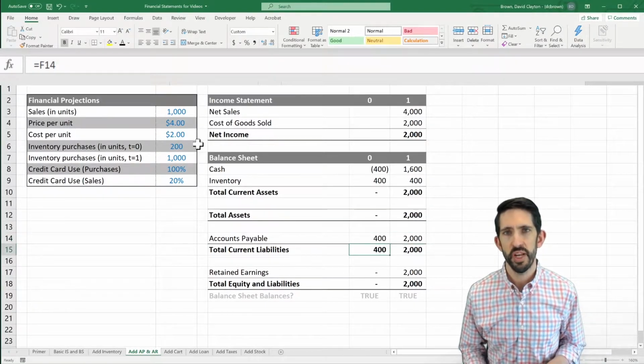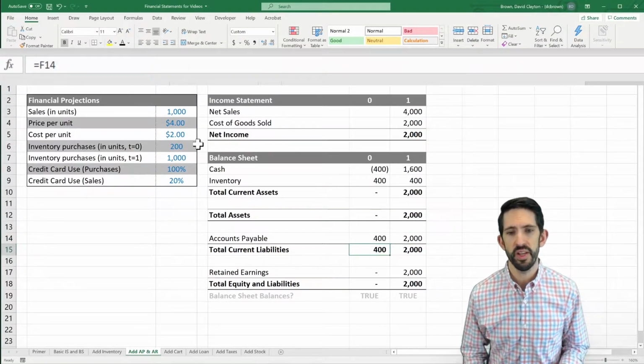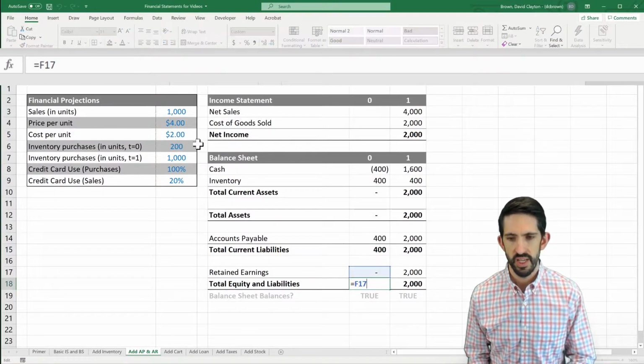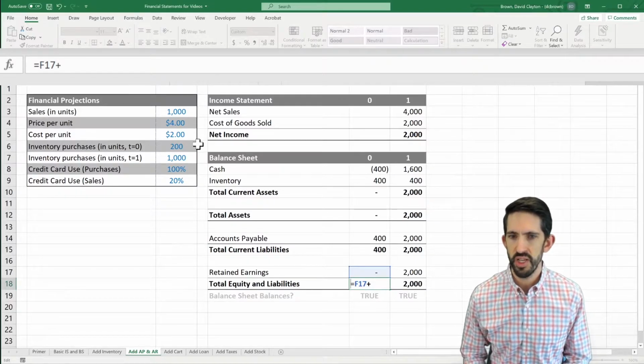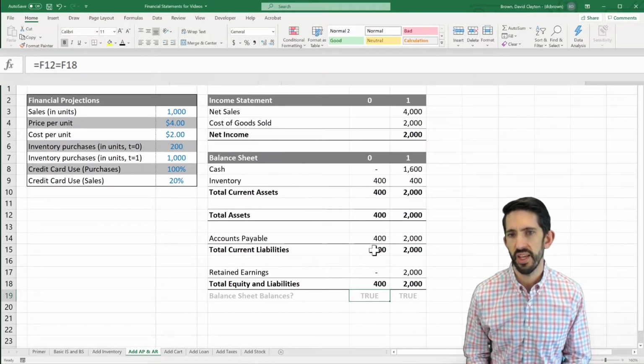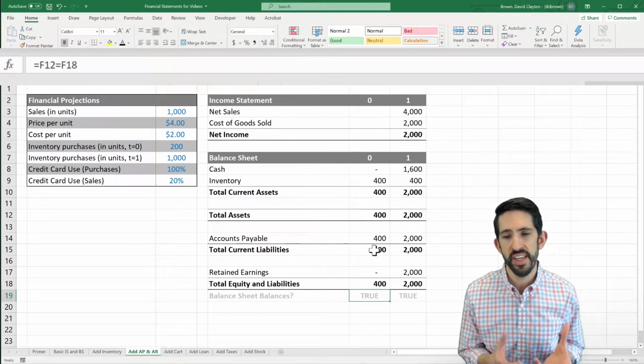So we have our accounts payable built. However, that's not yet flowing into our equity and liabilities. So here we have to update our formula. Now it's retained earnings plus current liabilities. So let's pull that in. And you'll see when we do that, we instantly get a reaction on the asset side.